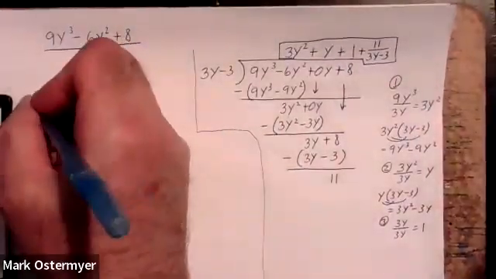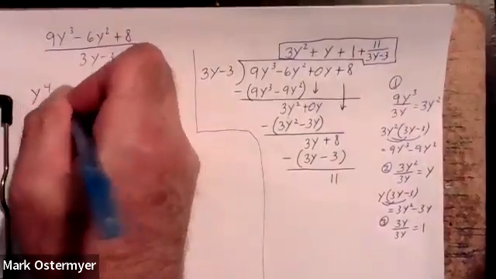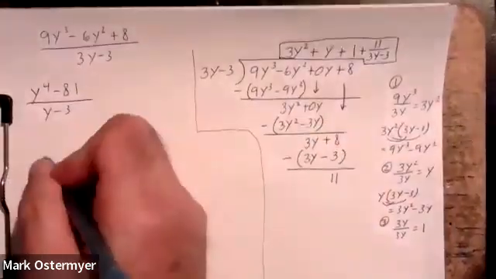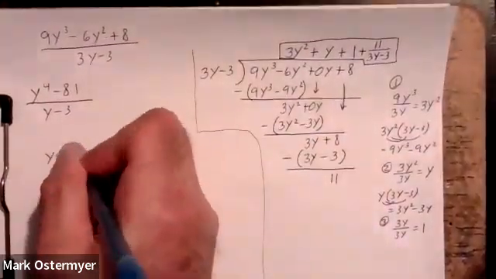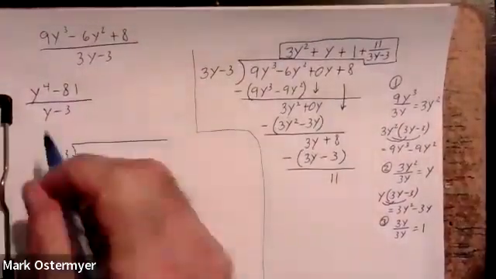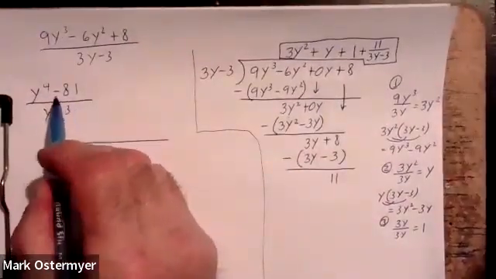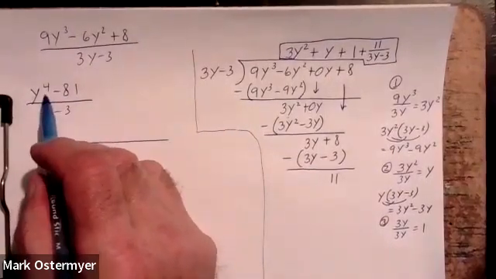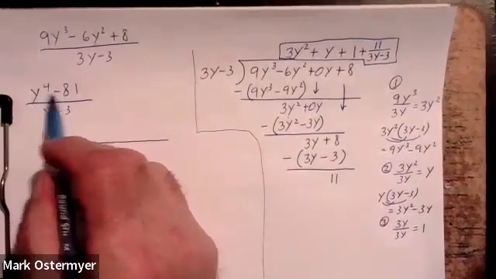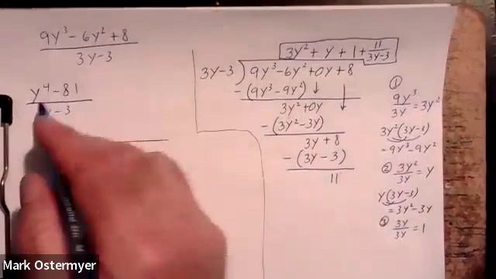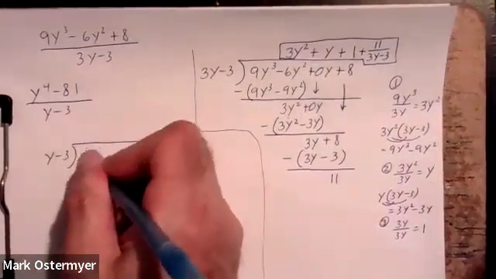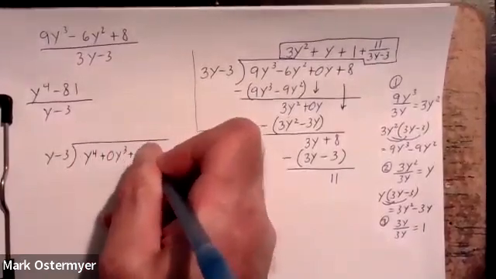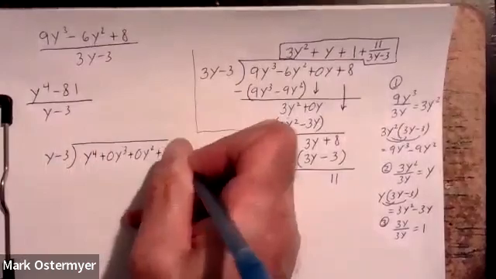Next one I'm going to try to do is divide y to the fourth minus 81 by y minus 3. So y minus 3 is my divisor. My dividend is y to the fourth minus 81. Notice we go from a fourth degree term all the way down to a 0th degree term. So we're missing a third degree term, a second degree term, and a first degree term in between these terms. So we're going to have to insert 3 placeholders, one for each of those terms.